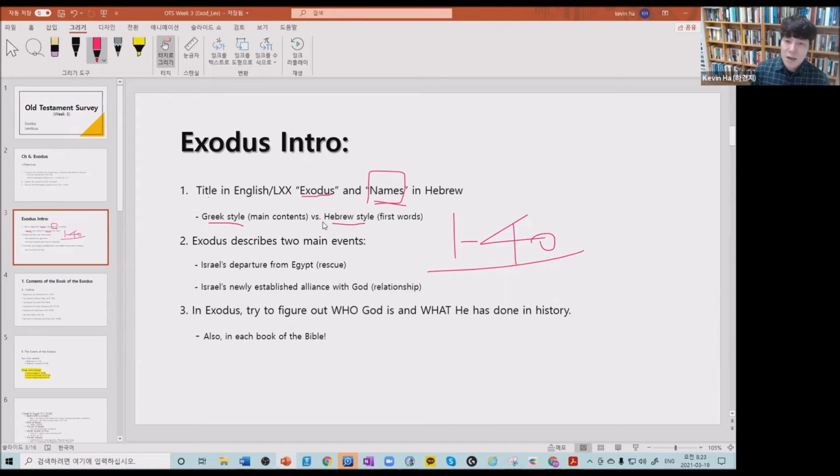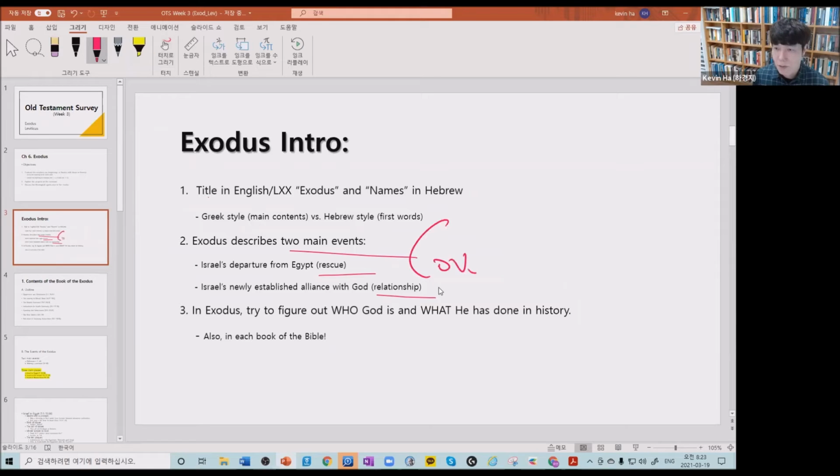Okay. And then as I told you, number 2, Exodus describes two main events, not just Exodus, but Exodus and also covenant. So there are two main events. First is a rescue, the Exodus, and then they have a relationship. We call it covenantal relationship.